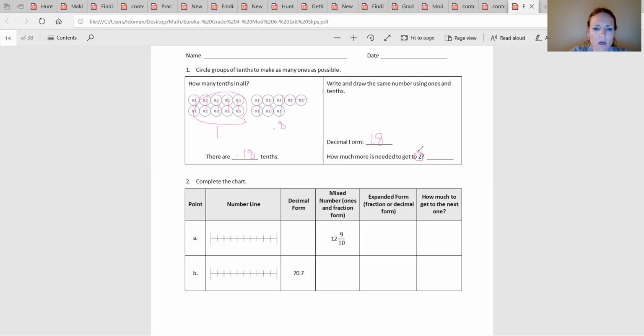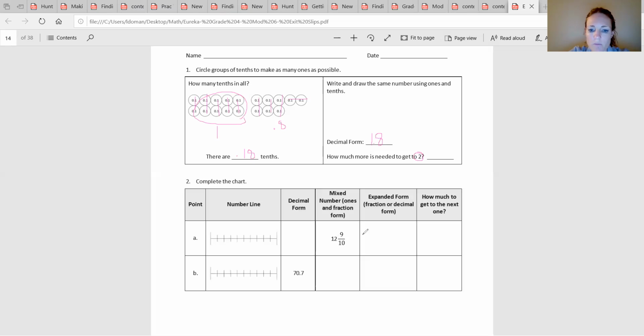Okay. All right, number 2, complete the chart. So they're giving us some. We have to fill in the rest. Okay, so for this one, we have 12 and 9 tenths. I'm going to go ahead and fill in the expanded form for you. Now, keep in mind, we want to break this up. Okay, so we want to look at the whole number 12 and then the fraction 9 tenths. We want to work with our base 10, so your ones and tens.